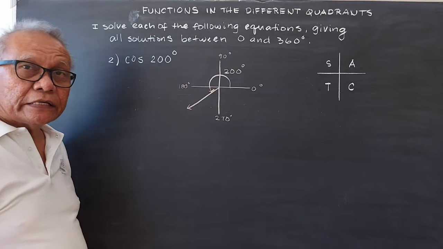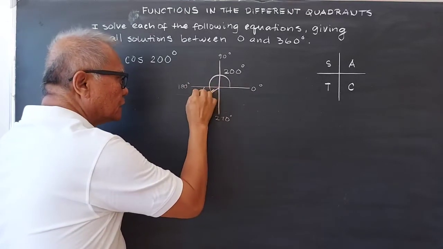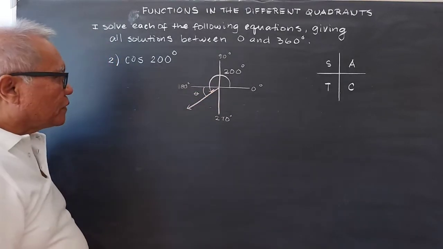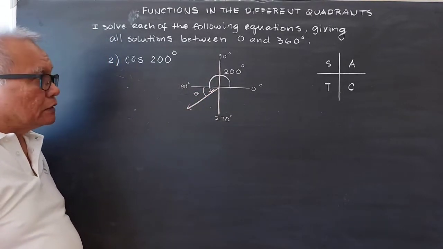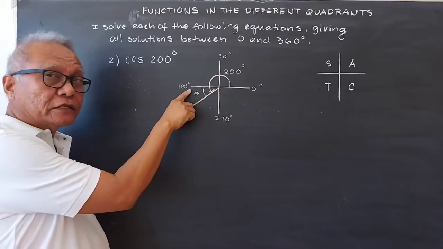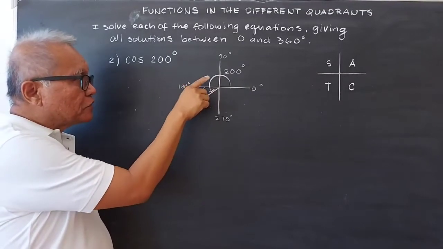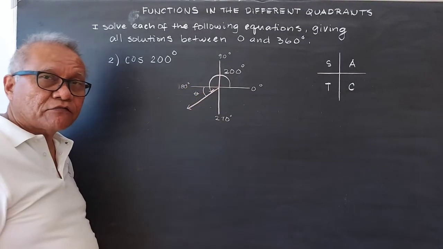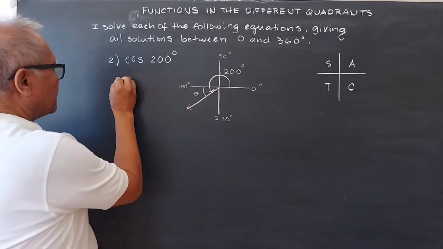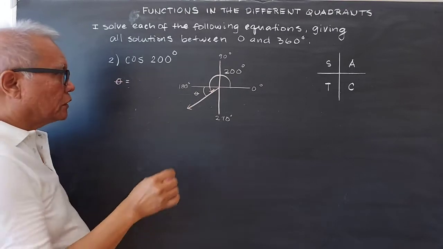We need to find the acute angle. Here is the acute angle theta. So what is the measure of angle theta? That is 200 degrees minus 180 degrees. We can't have 180 degrees minus 200 degrees because we will have a negative number. So for theta here, we always need to find the acute angle.